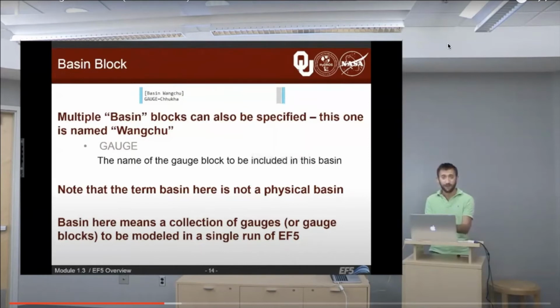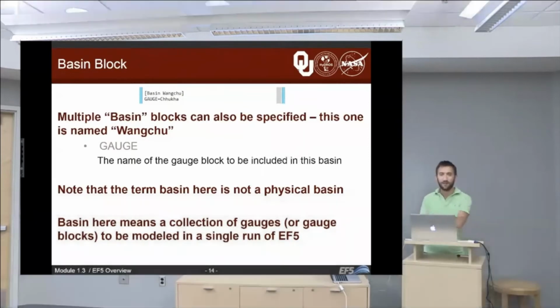The gauge is checked, and remember, the gauge name here has to refer back to the name of the gauge block that we just talked about.